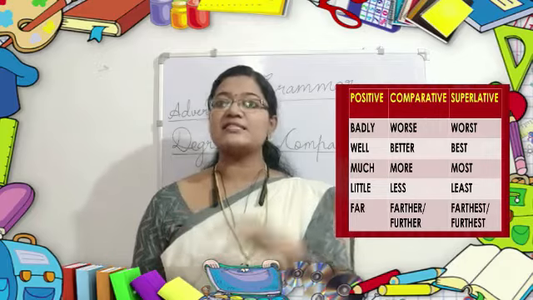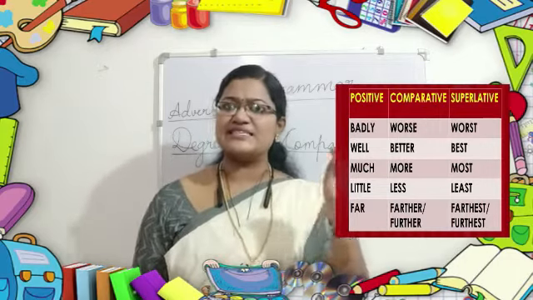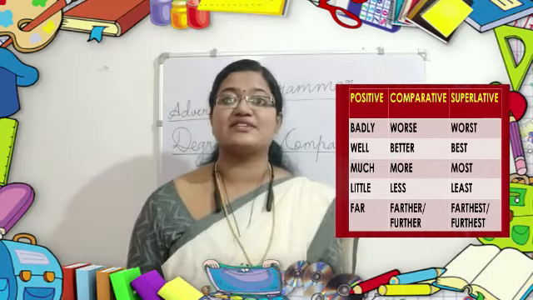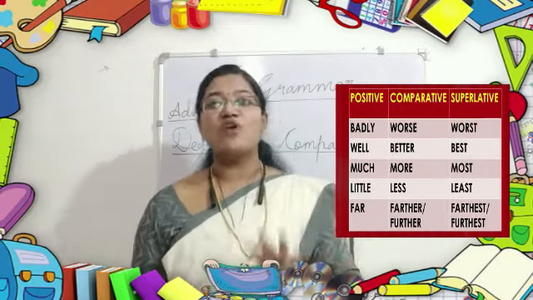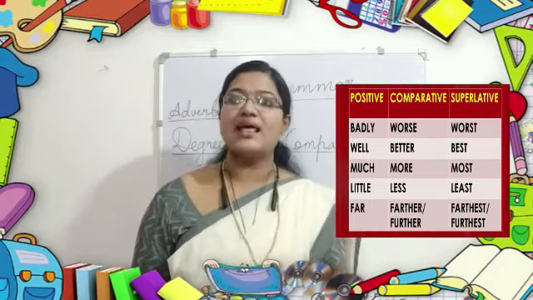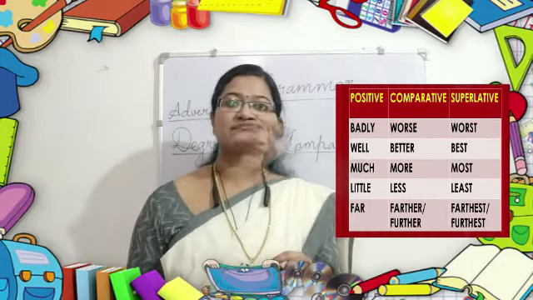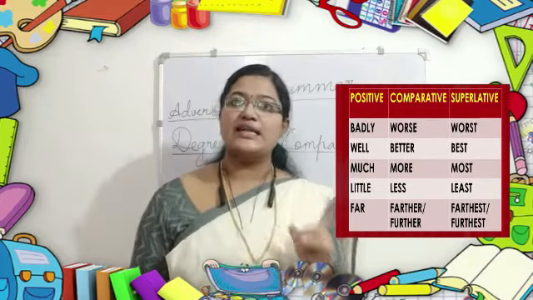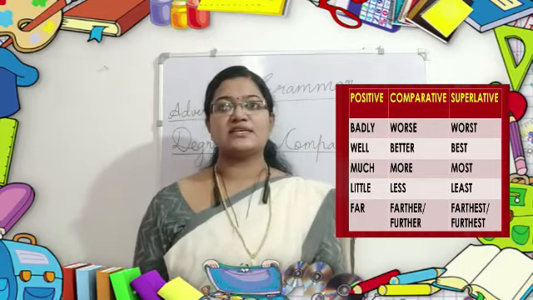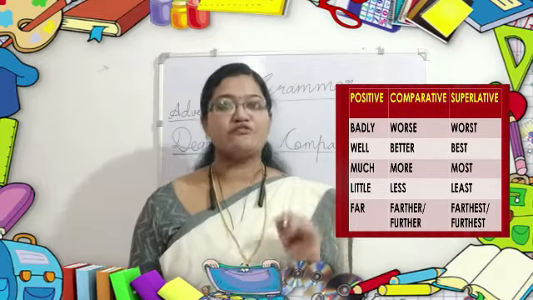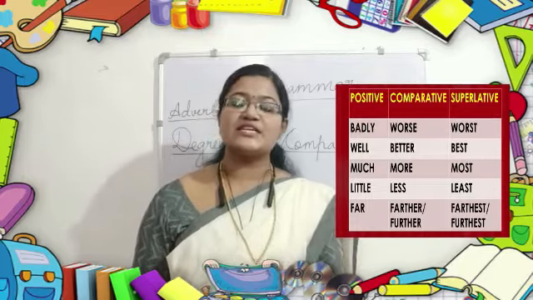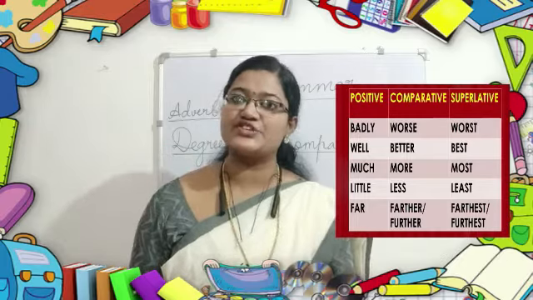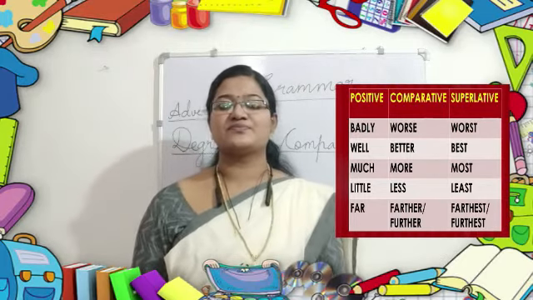Fast, faster, fastest, hard, harder, hardest. We just added ER and EST. But here if you see, entirely the terms are different. Badly, worse, worst. Well, better, best. Much, more, most. Little, less, least. Far, farther or further. Superlative degree, farthest or furthest. Alright children, right now you have to finish learning. Pause the video and learn it.